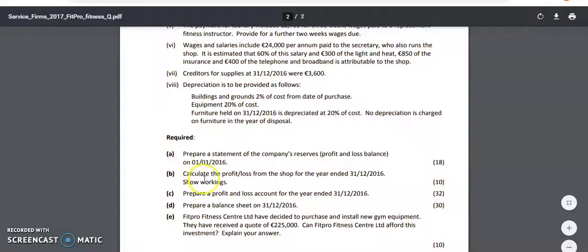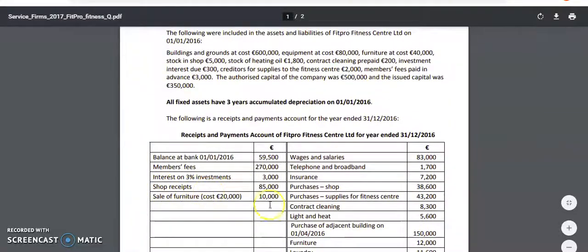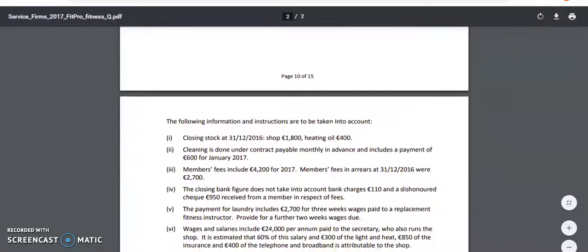Okay, so part B then is to calculate the profit and loss for the shop for the year ended. So you just show your workings. So your profit and loss, you're going to be taking your shop receipts for your sales, your opening stock up here. So stock in hand is going to be your opening stock. Your closing stock for the shop is going to be down here.